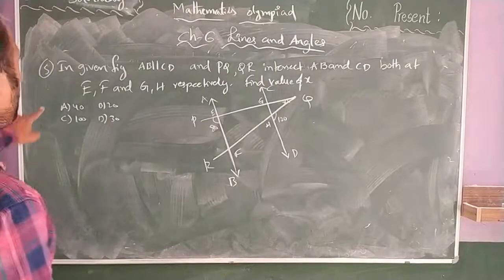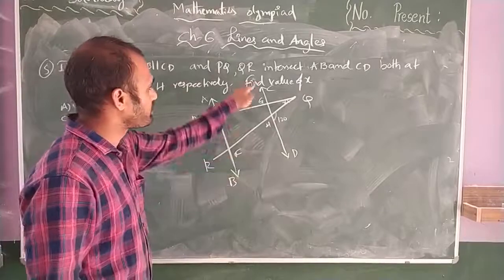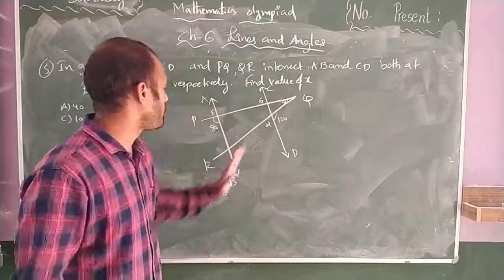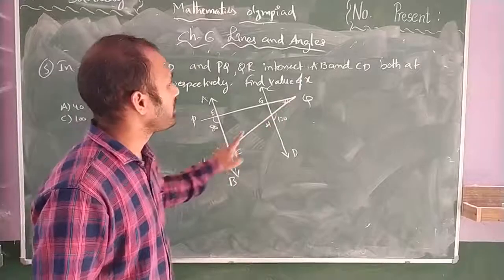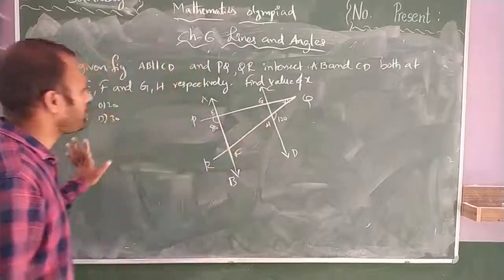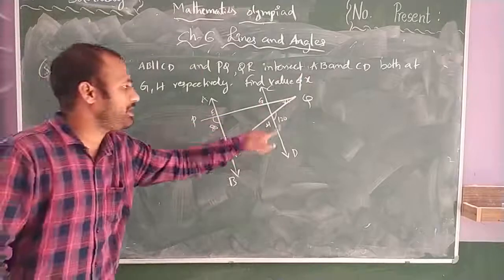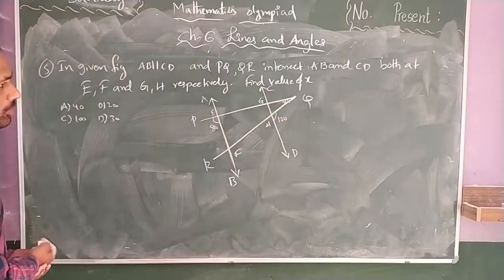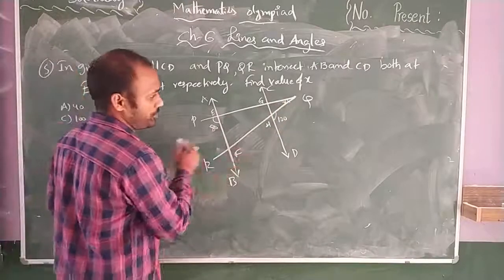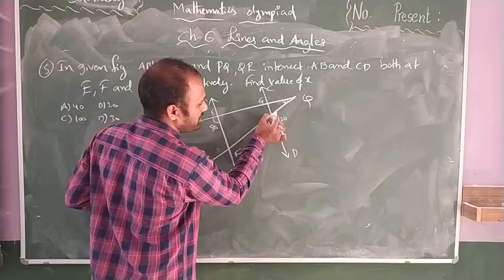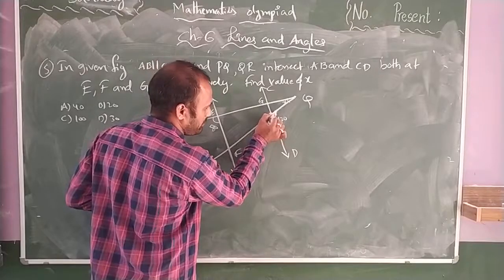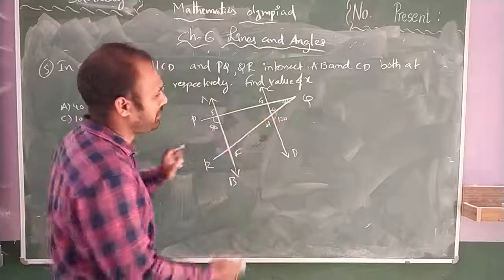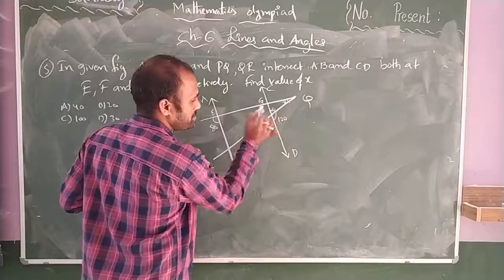Look at this fifth question. In the given figure, AD is parallel to CD, and the PQ line and QR line are intersecting at E and F, and G and H respectively. We need to find the value of x. If you look here, without doing any calculation, 120 degrees is forming on a line, so this will be 60 degrees, no doubt. Why? Because on a line it will be 180 degrees, so definitely this will be 60 degrees.